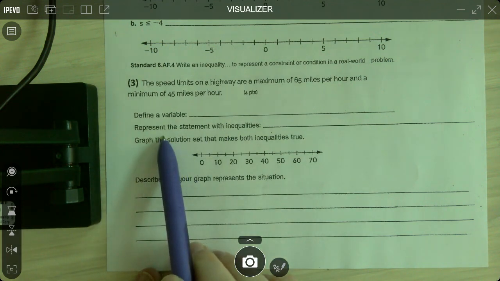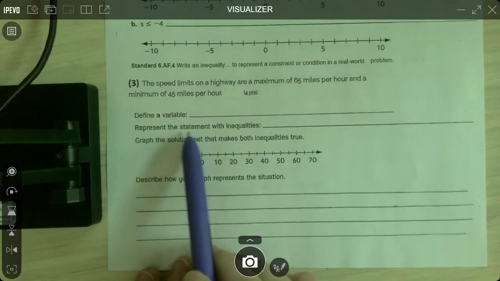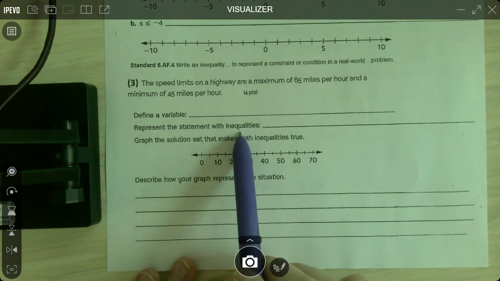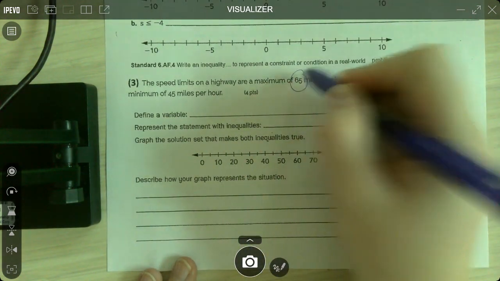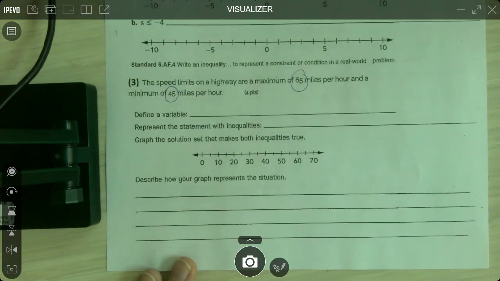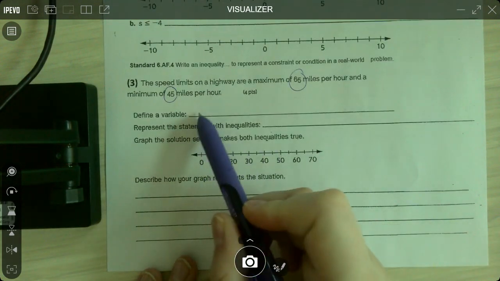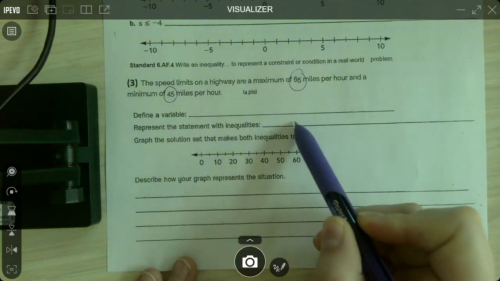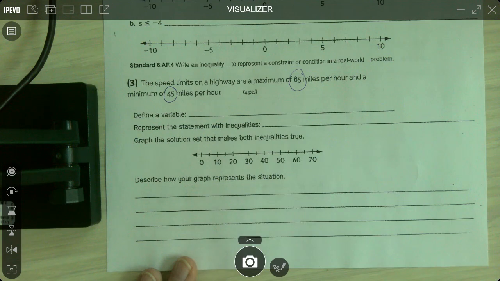The second thing you're going to do is represent this statement with inequalities. So you need 2 inequalities, one for each of the numbers that they give you in the problem. You're going to use the same variable that they use right here to make your inequalities right here.